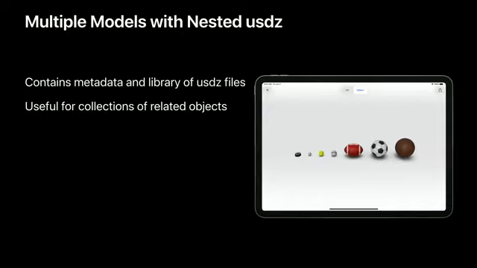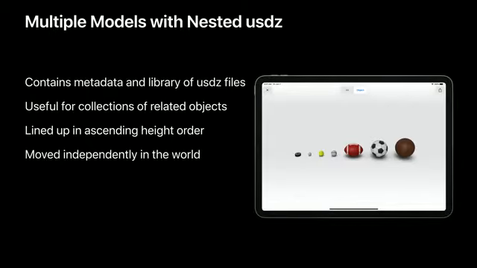In AR Quick Look, all containing USDZ files are loaded and lined up in ascending height order, which offers a clear method of displaying a variety of different models. And these can then be manipulated independently once placed into the world and arranged to your liking.